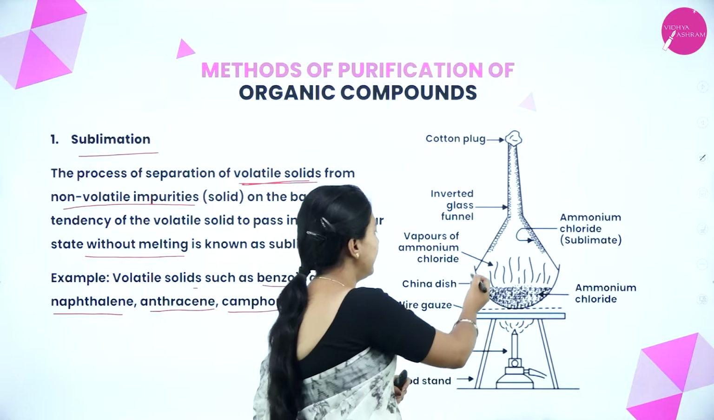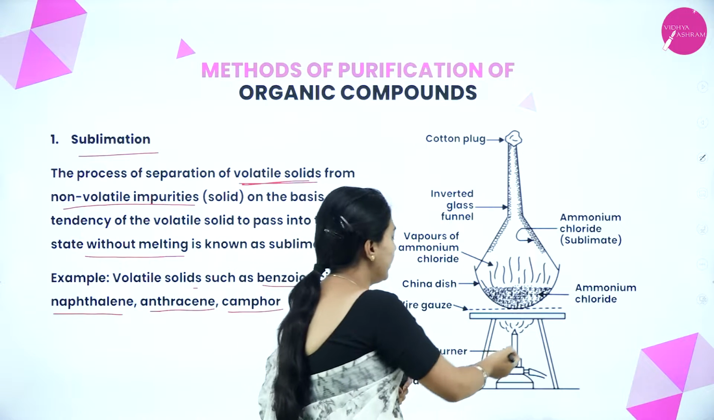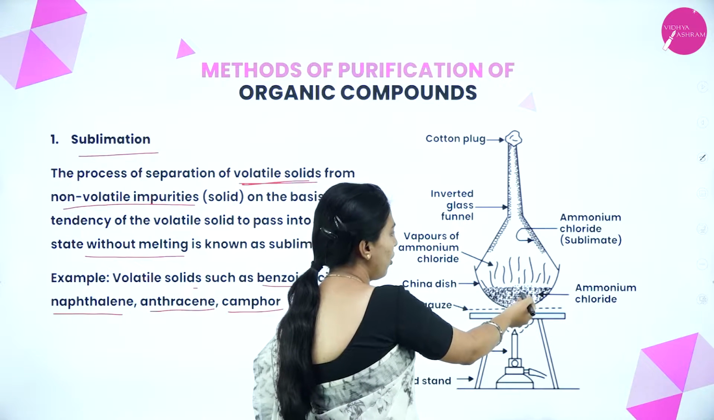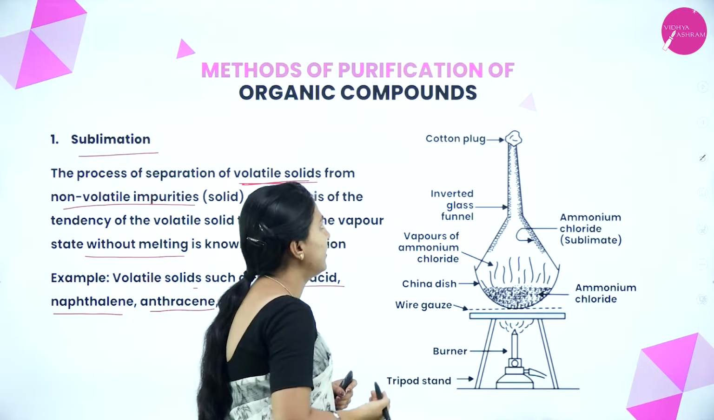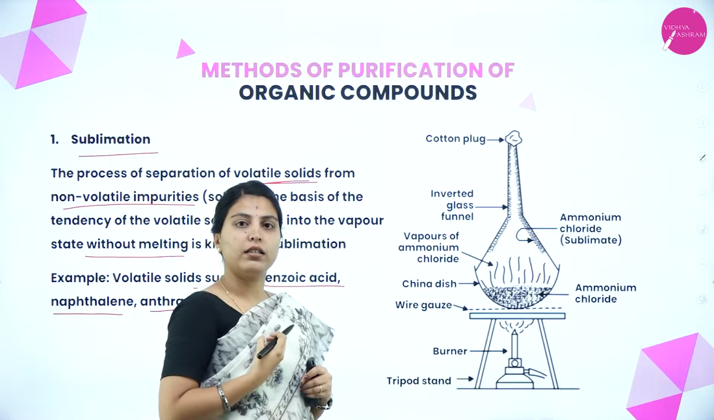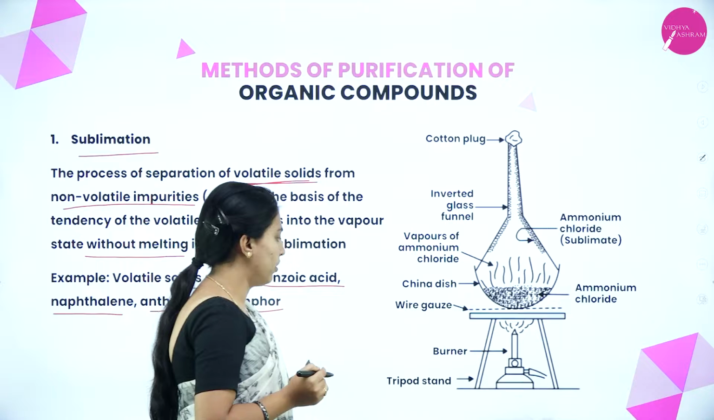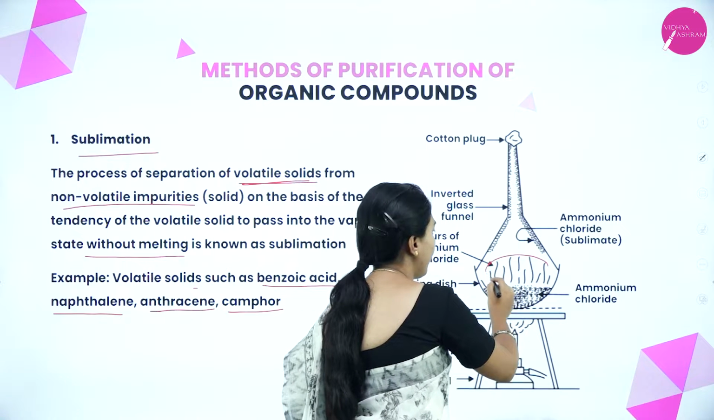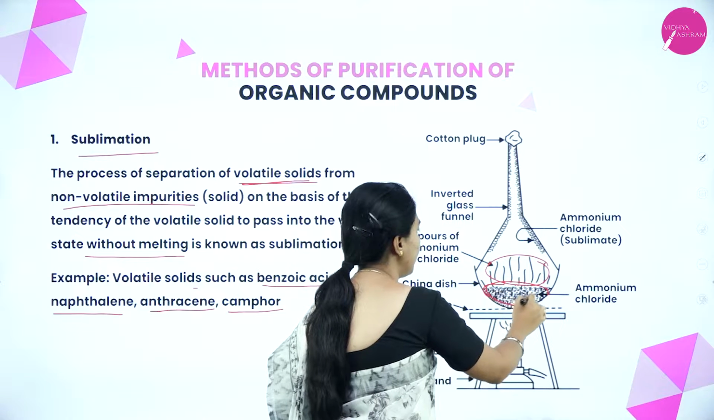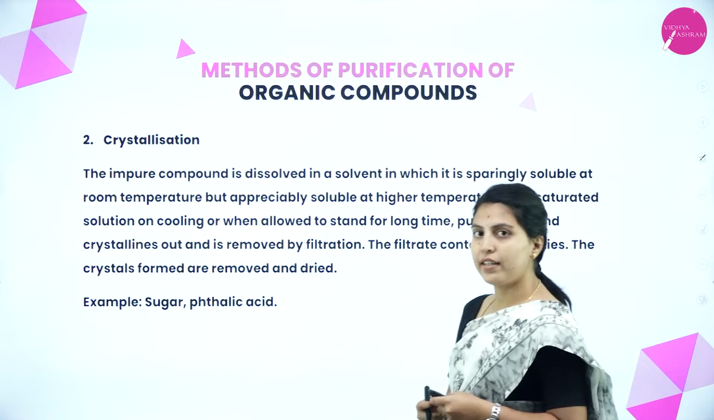See here, this is a china dish. In it, they have used ammonium chloride. Okay. This is a burner. If we ignite that, the vapors move directly from the solid into vapors. Here, a cotton plug has been fixed because the vapors should not completely come out of this inverted glass funnel. Okay. Here, this is the required or desired solid, and what remains after sublimation will be the impurities. Next is crystallization.